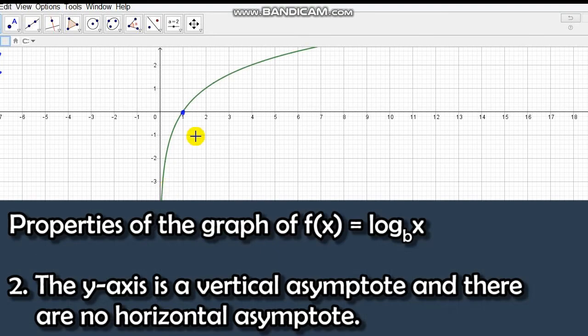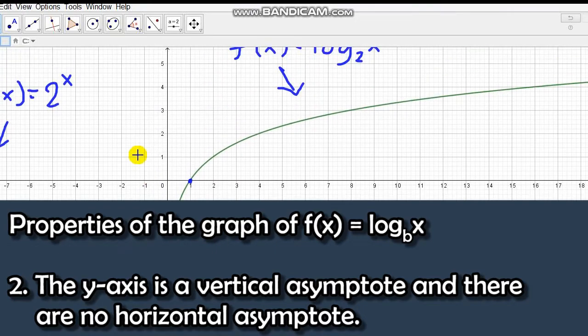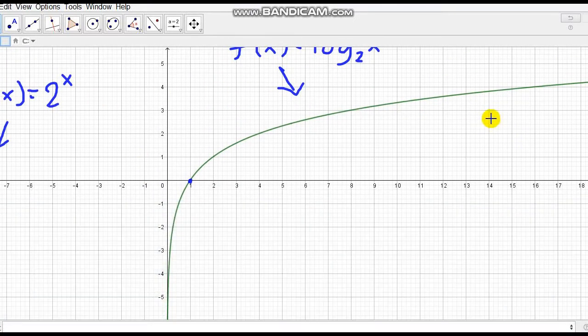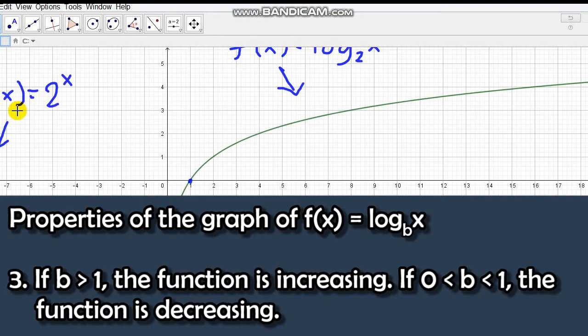The y-axis is a vertical asymptote and there is no horizontal asymptote. It is opposite to an exponential function, where there is no vertical asymptote and the x-axis is the horizontal asymptote. In the logarithmic function, the y-axis is the vertical asymptote and there is no horizontal asymptote. Number 3, if b is greater than 1, then the function is increasing. If b is in between 0 and 1, the function is decreasing.